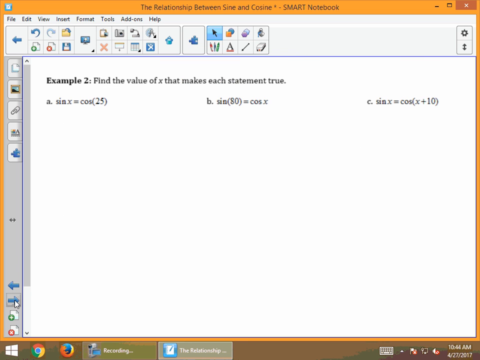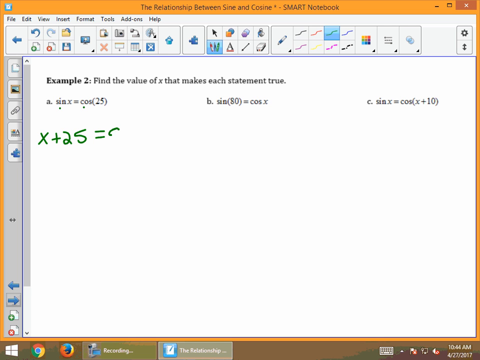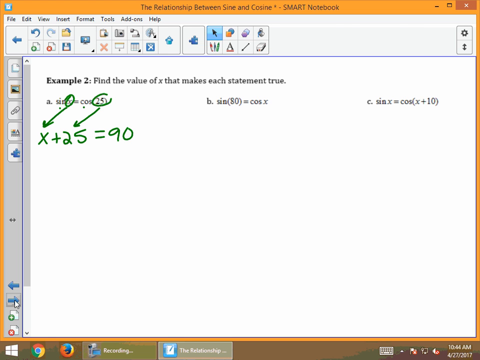So if we look here, in example 2, it says find the value of x that makes each statement true. In A, it's saying the sine of x, so the sine of one angle, is equal to the cosine of another. Well, when the sine is equal to cosine, we know those two angles add to 90. So we know x plus 25 is going to equal 90 degrees. When you have a setup like this, you just take one angle, take the other angle, add them together, sum them equal to 90. And then you just solve for x.